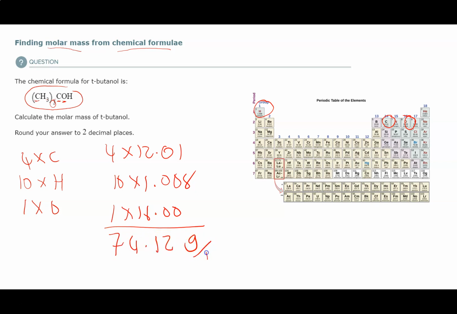74.12 grams per mole. And see here it says not the number of sig figs, but it says to 2 decimal places. And that means that we need 2 digits coming after the decimal point, which is what we have in the answer here.